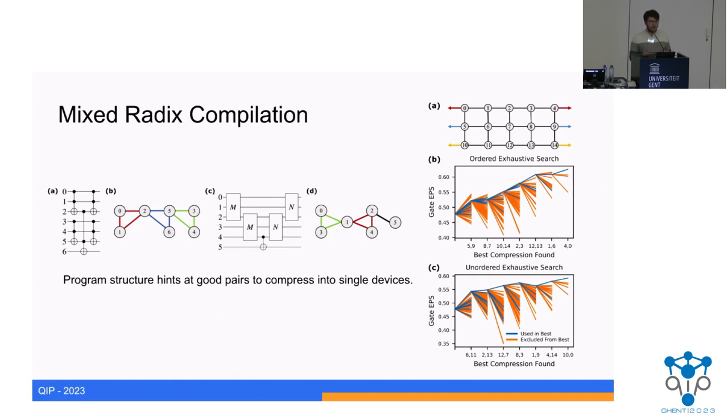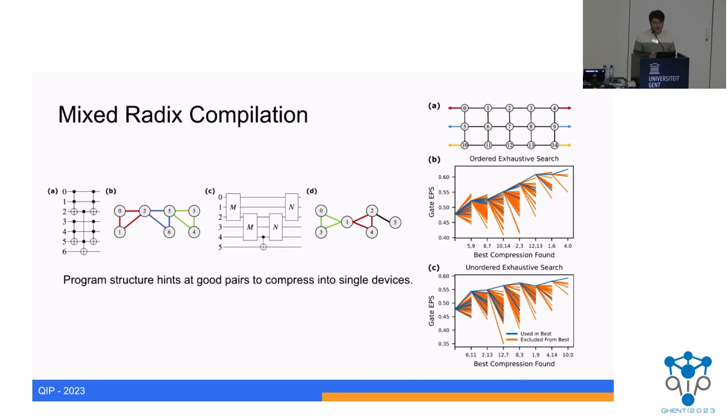For general program graphs, though, this isn't obvious. So on the right, we can see, for sample programs, all possible choices of co-mapping. So we think about every possible pair that could be mapped into the same location and how that impacts a metric we call expected probability of success, which roughly bounds how good the program could be if we just multiply all the gate errors together.